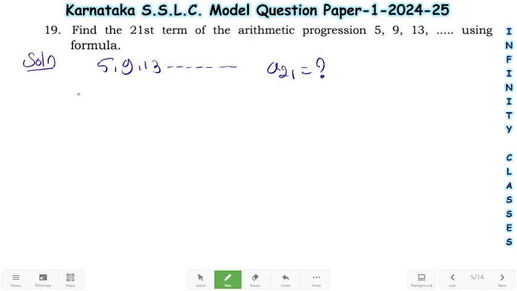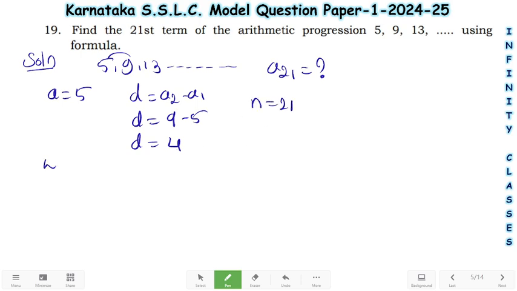Here A is equal to 5 and D is equal to A2 minus A1, that is D is equal to 9 minus 5. 9 minus 5 is 4. Now N is equal to 21. So we know the formula for the nth term of the AP, that is AN is equal to A plus N minus 1 into D.